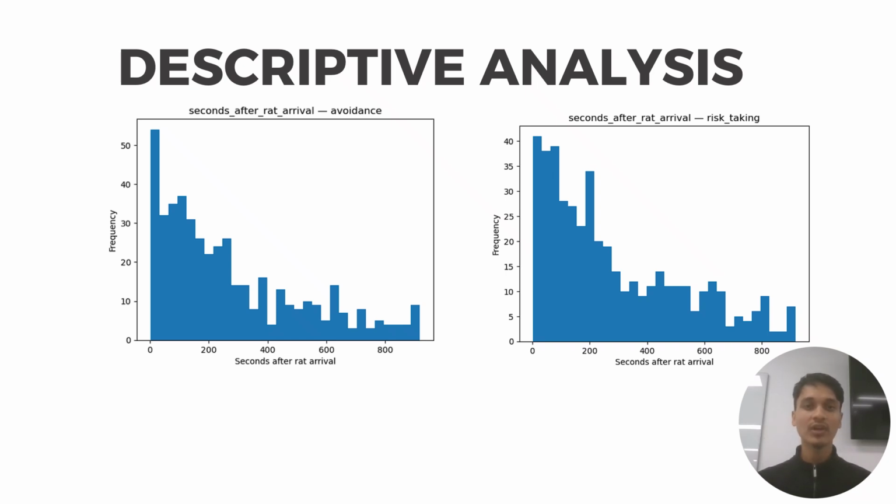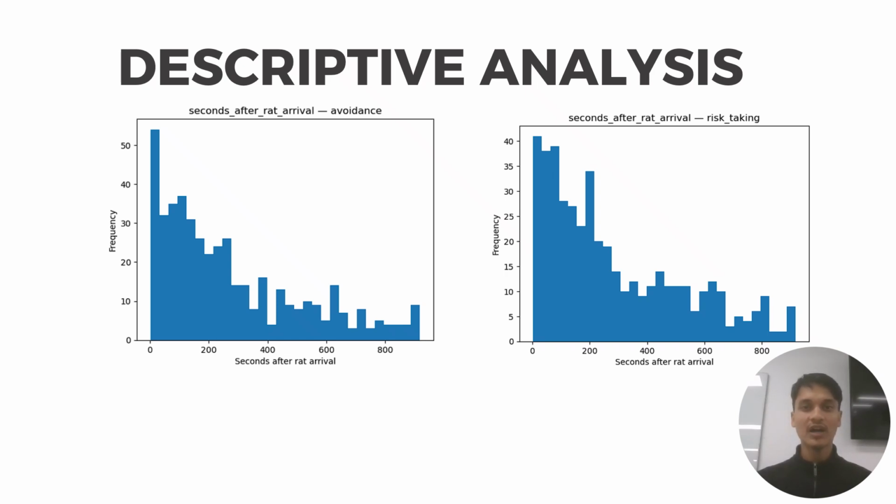The second histogram shows the same measures, but this time for the group of bats we call risk-taking bats. Interestingly, the pattern is very similar. Most of their landings also occurred early and the frequency dropped over time. When we compare these two histograms, it suggests that both groups of bats behaved in almost the same way.